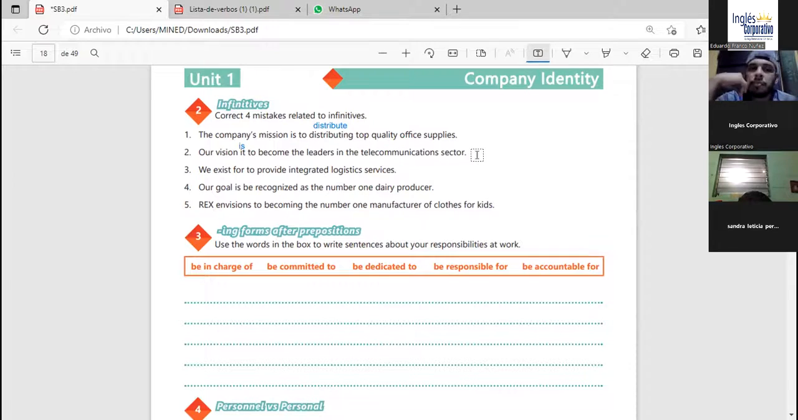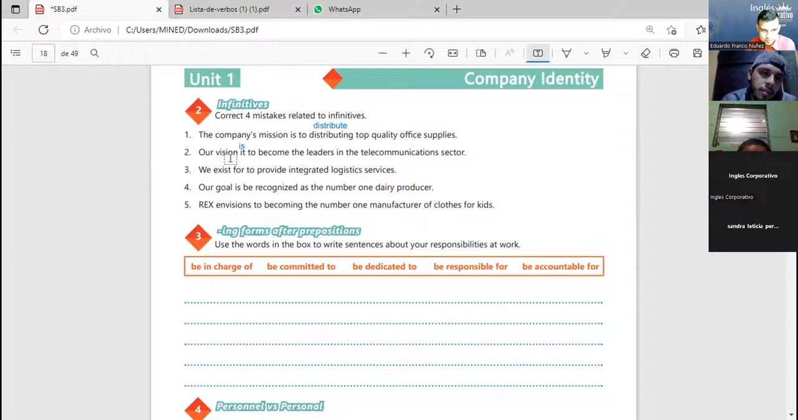En la cuarta, is goal or goal is. En este caso, esta se anula entonces. Ajá, el for. No, pero ahí le falta el to be. Is to provide. Pero está hablando primero de we, nosotros. Nosotros existimos. Are provide, para proveer. Integridad logística. No integral. Puede ser are provide. Eso significa ser o estar. We exist. Y si lo pongo ahí, are. No, pero acuérdense que para el infinitivo va el subject, el verbo to be y el infinitivo.